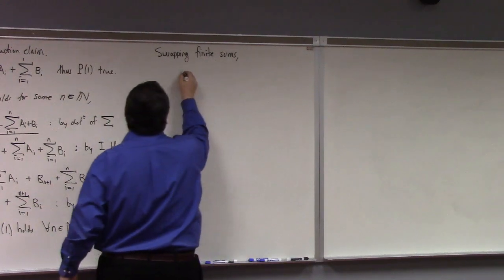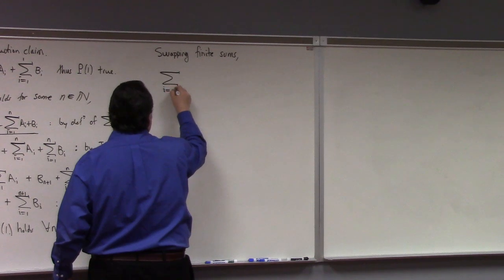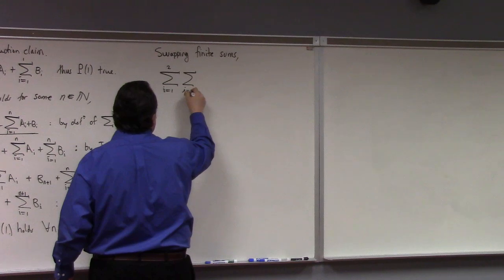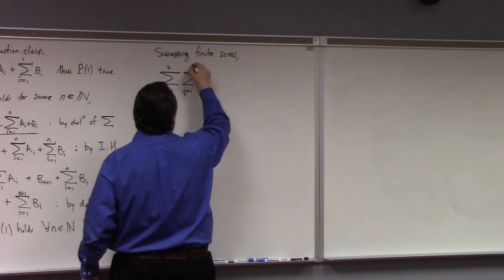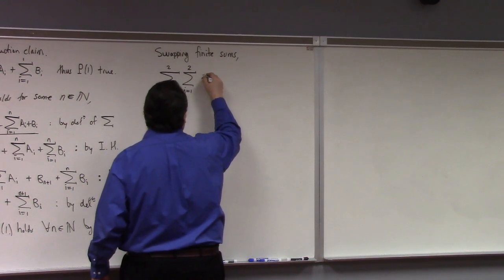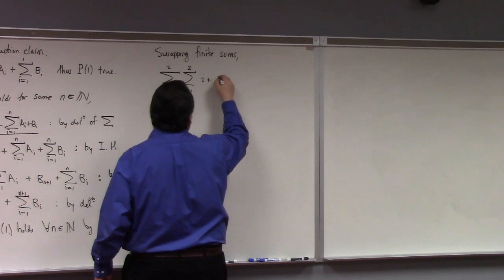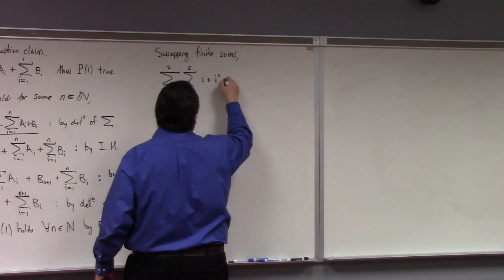All right, so if I have the sum, I'll try to keep it relatively simple, i equals 1 to 2, the sum j equals 1 to, I'll resist the urge to put 3 here and put a 2 just to keep it simple. All right. So suppose you got i plus i squared j. All right.